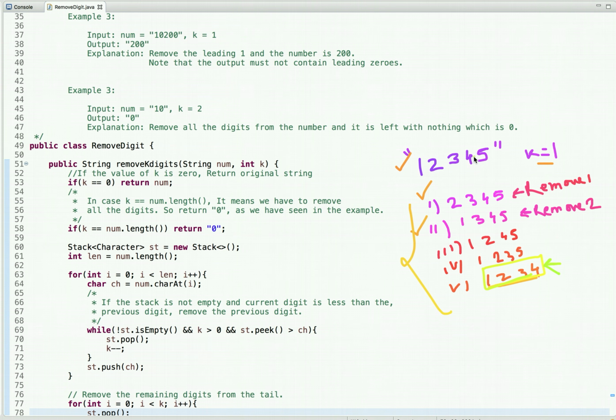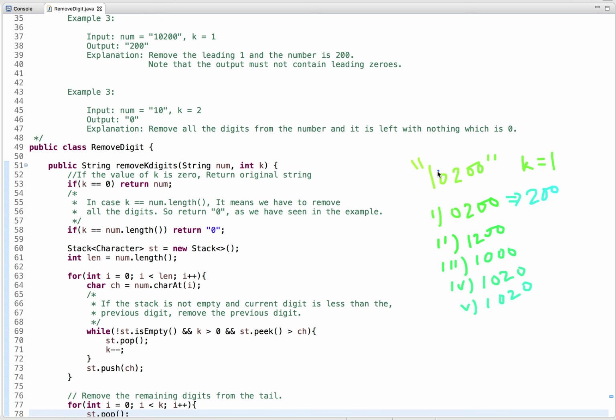Now in this number, all the digits are in ascending order. So it is very straightforward that in this case we have to remove the last digit. Now let's take another example and see what will happen in that case. Let's see the second example.